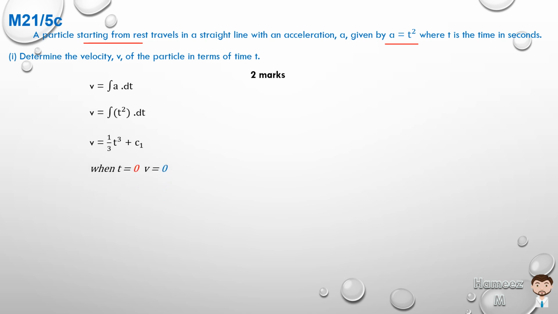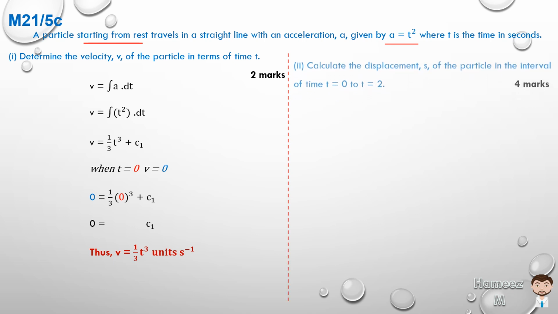So if we substitute for v and t as being 0, then that's going to give us 0 is equal to 1/3 by 0 cubed plus c1. So c1 is equal to 0. As such, the formula for velocity is v is equal to 1/3 t cubed units per second.